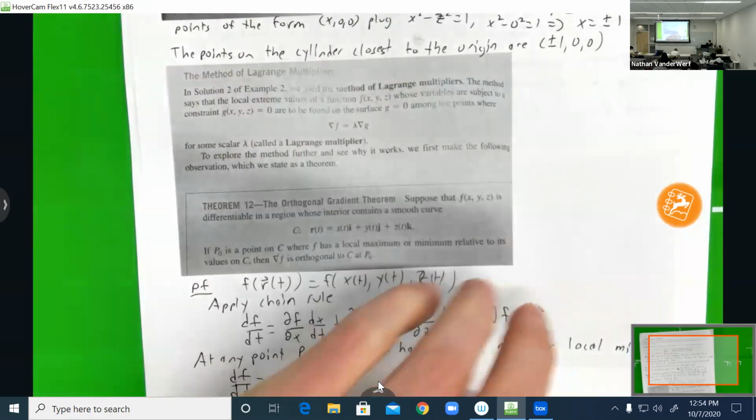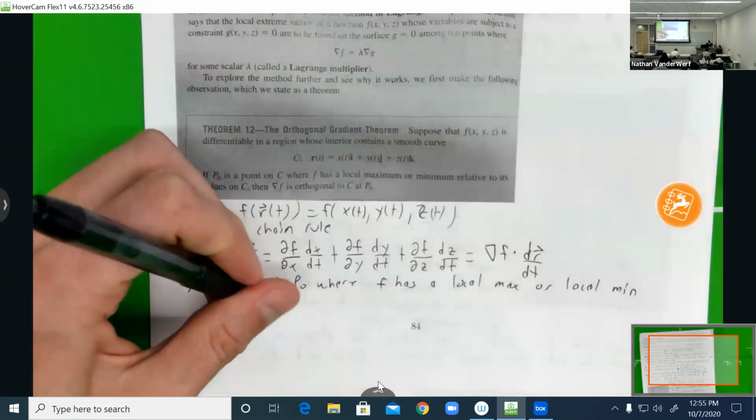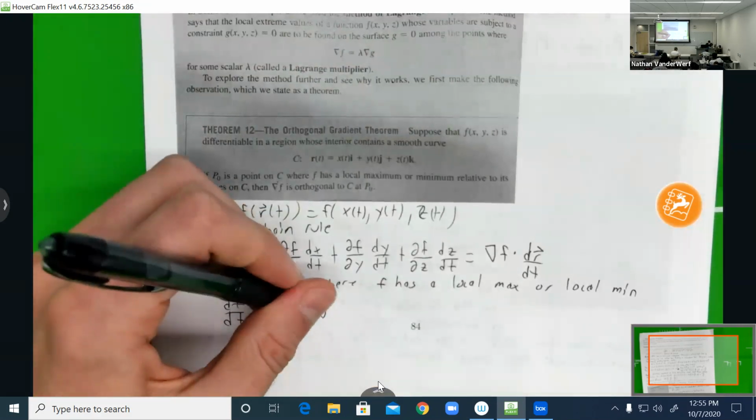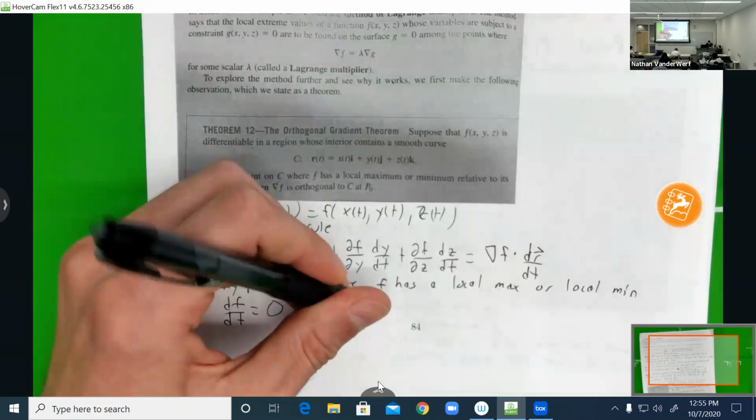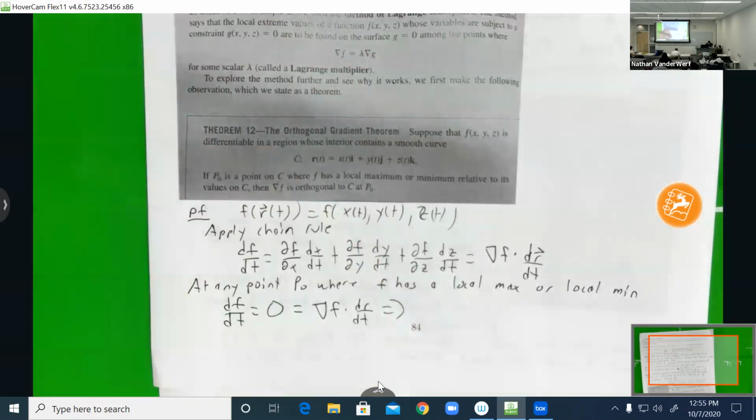Zero, yeah, because it's a local min, local max, right? So this is equal to 0, which also is equal to the gradient of f dot dr over dt. So what does that imply then?